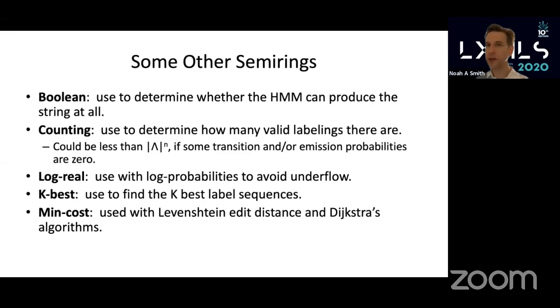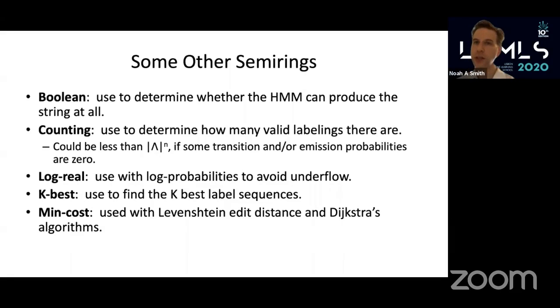But here are some other semi-rings that you can consider. One is the Boolean semi-ring, where the values are only 0 and 1, and we replace plus with or and times with and. You can show all the properties hold. And this is useful if you simply want to know whether the HMM can produce a string at all. Is there a way to generate the string with non-zero probability?